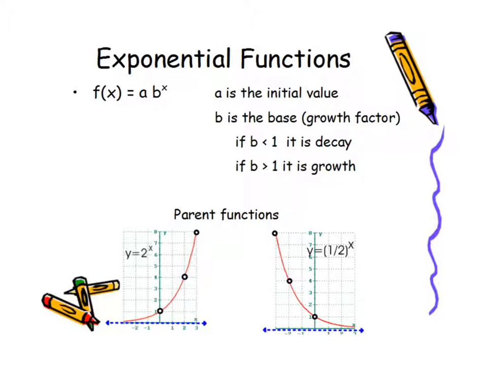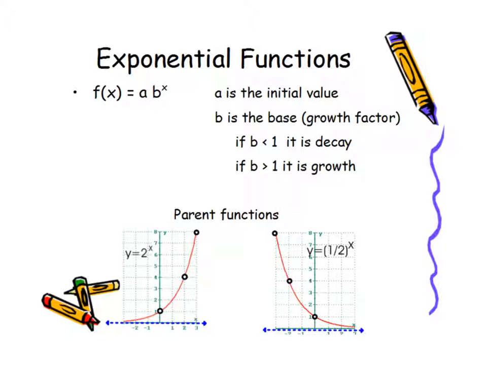Now that's going to change when you stick a coefficient on that. Right here, if I put in a 0, b to the 0 is 1, but then I end up multiplying it by a, and so it's just going to equal a. That will be your initial value where it crosses the y-intercept. This is going to be important that you remember that part of it. A is going to be your initial value. B is what we call the growth factor. If b is less than 1, then it's going to be exponential decay. If b is greater than 1, then it's going to be exponential growth.